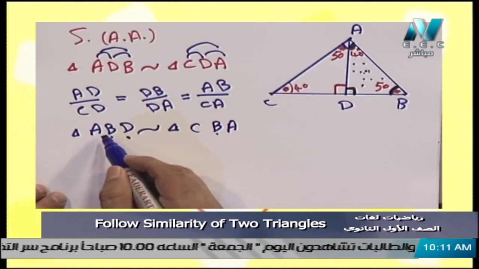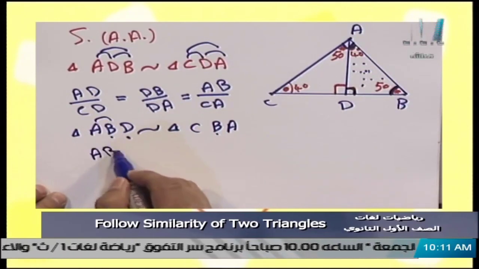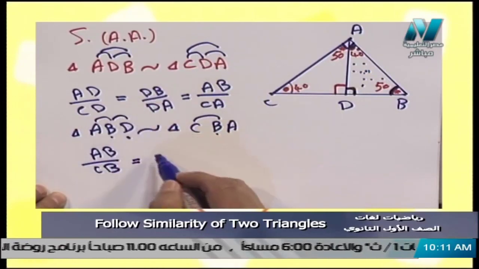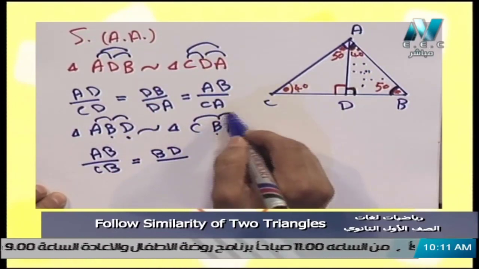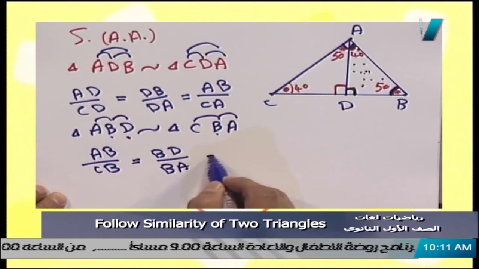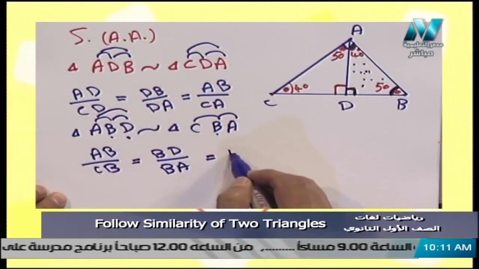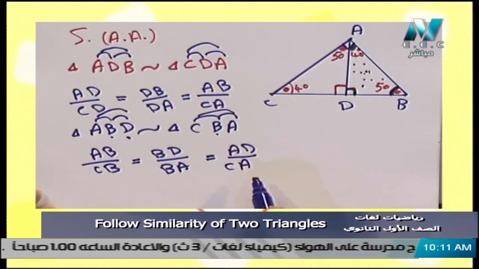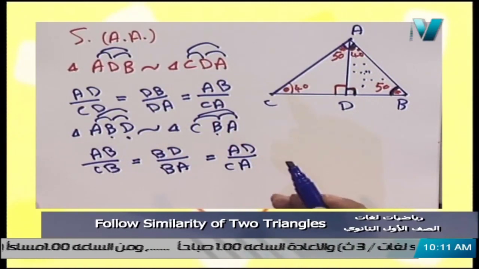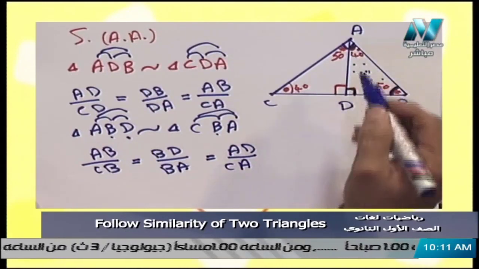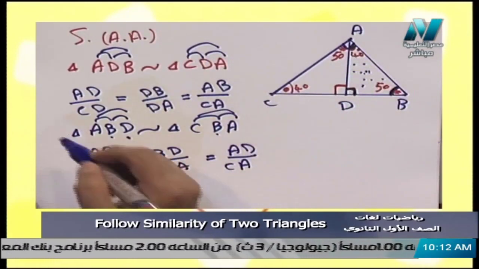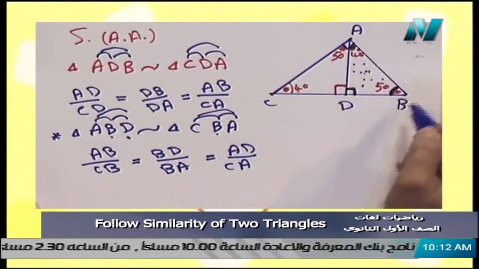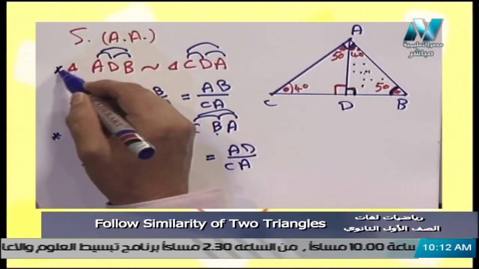And also we can say that AB over CB will be equal to BD over BA, of course equals AD over CA. We have talked about triangle ABD and triangle ABC here. And we have talked about the two small triangles ABD and ACD here.